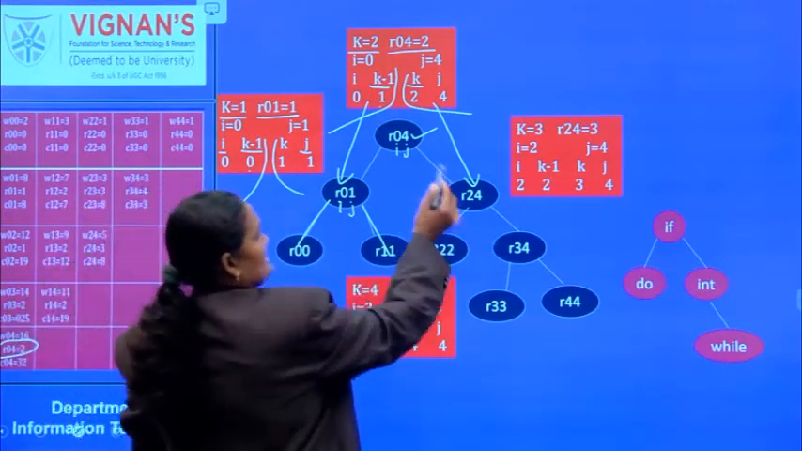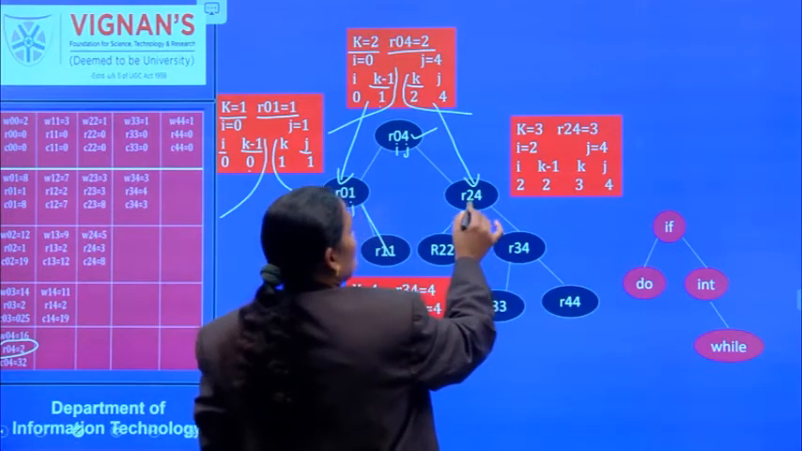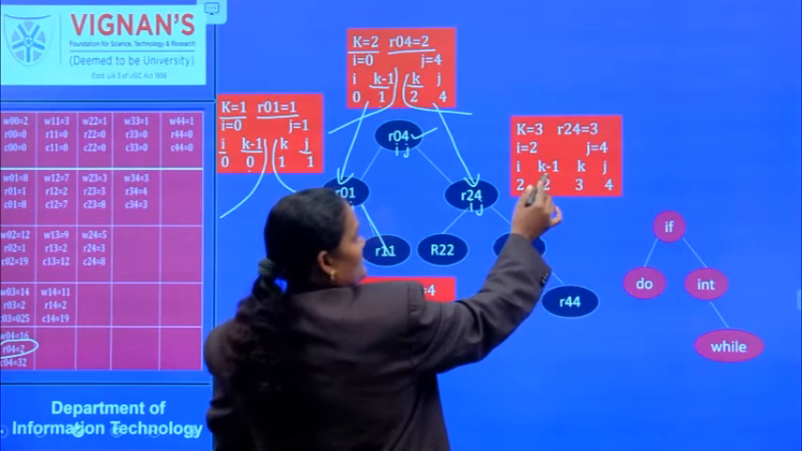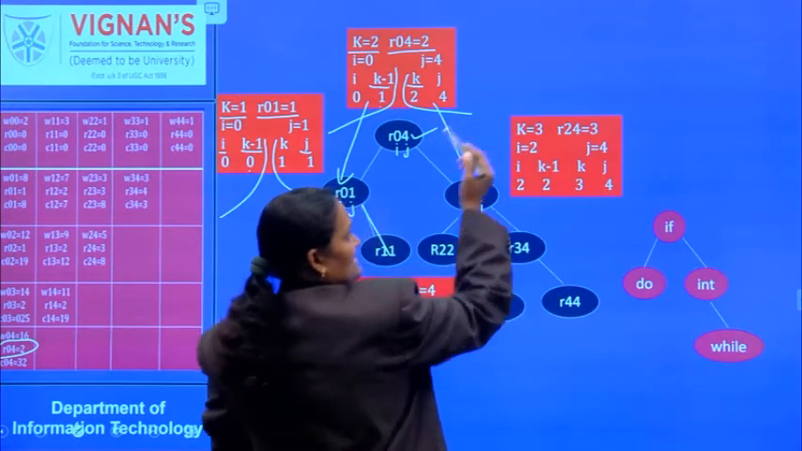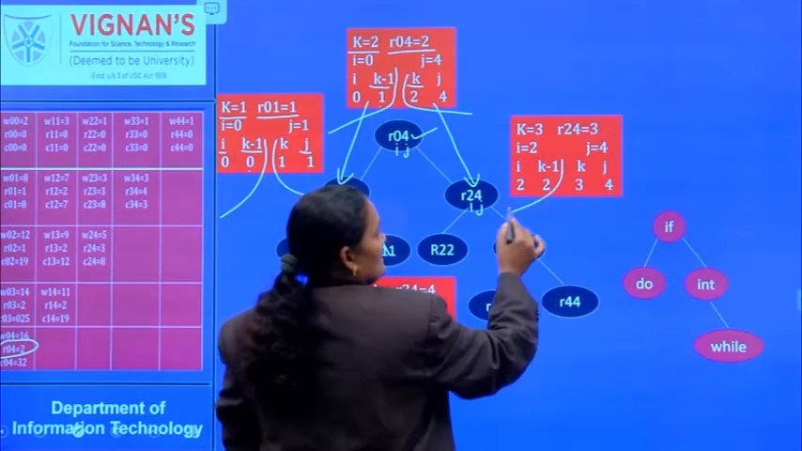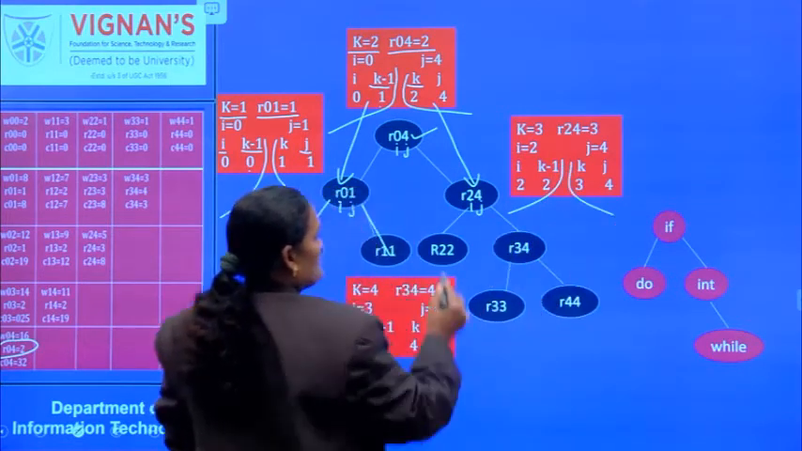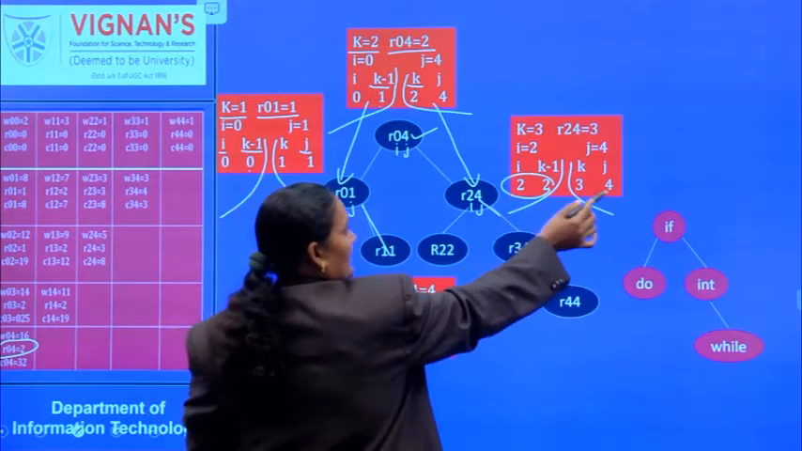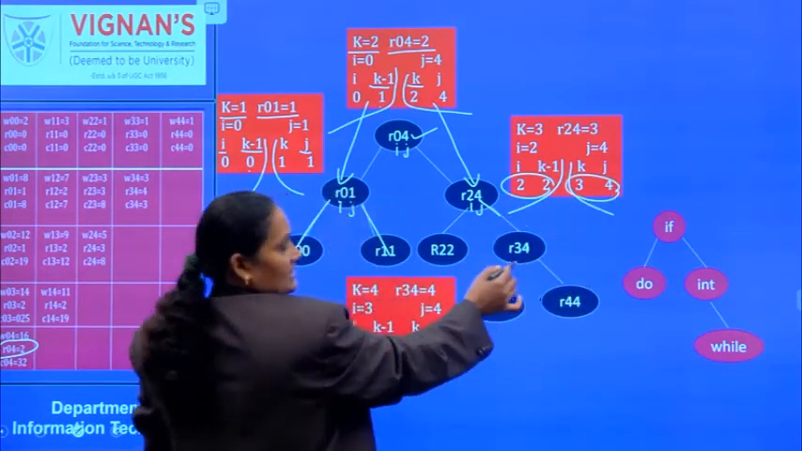Now let us consider this one. Now I is 2, J is 4. K minus 1: the R24 value itself becomes the K value. K minus 1 is 2, K is 3. So this is the left subtree and this is the right subtree. So R22 and R34. Here we are getting these two.